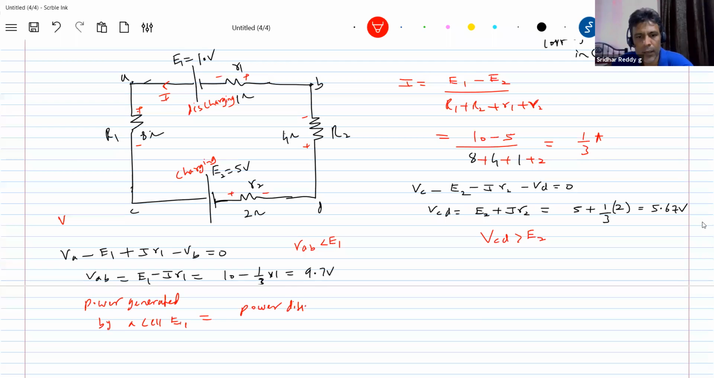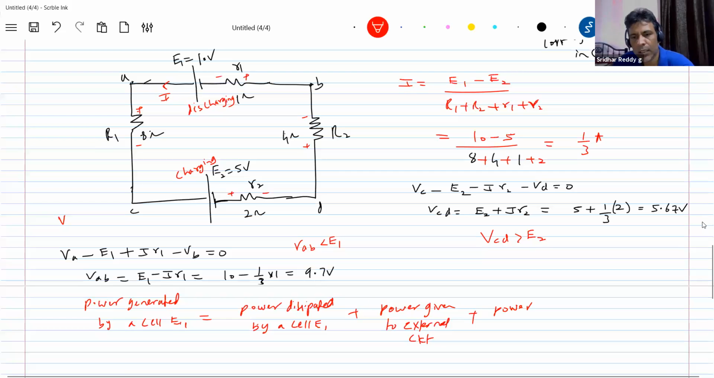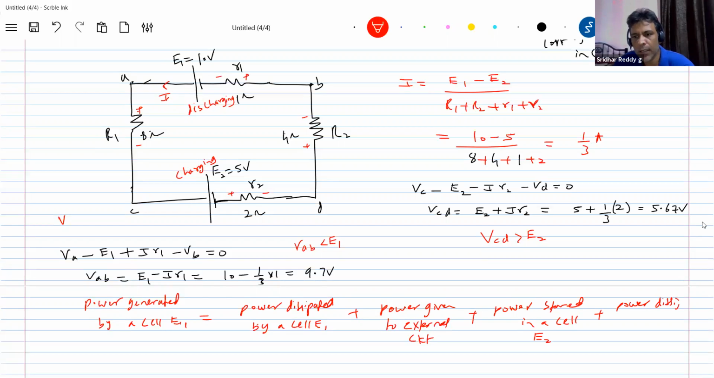Power dissipated by cell E1, plus power given to the external circuit, plus power stored in cell E2, plus power dissipated in cell E2. Do I agree with this?